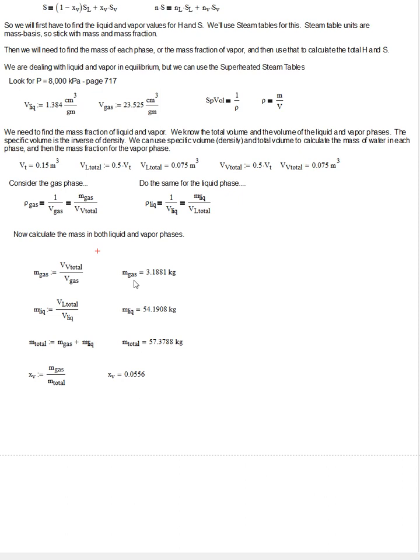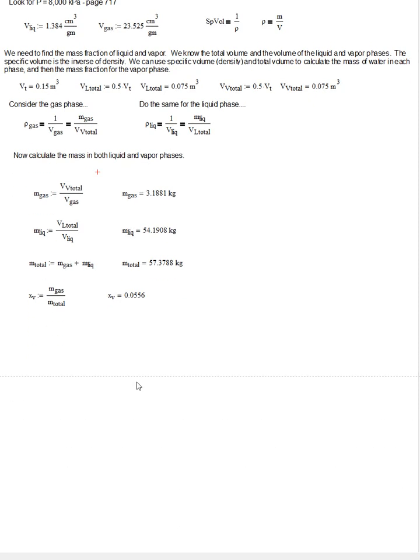Take this equation, solve for M gas, we get 3.188 kilograms of water are going to be in the vapor phase or gas phase. Solve this for the mass of the liquid water, that's going to be 54.19 kilograms. So the vast majority, even though the volume fractions are the same, the mass fractions are much different. Much more mass in the liquid phase. So we just go back to Chem E 202, elementary stuff. We sum up the total mass, 57 kilograms, and then we get the mass fraction in the vapor phase, and you can see that's only about 5%, 5.5%.